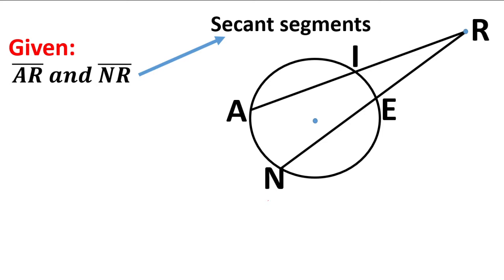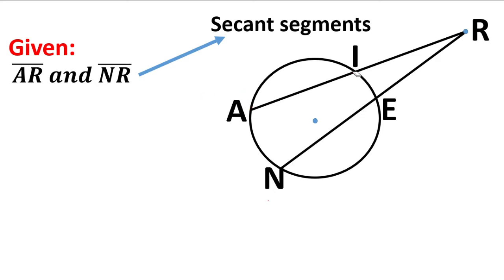Bakit sila tinawag na secant segment? Number one, segment lang sila kasi walang arrow na nakalagay sa figure natin. So they are just segments. Next, paano sila naging secant? Kasi nga, they touch or they intersect the circle at exactly 2 points. Okay? So AR and NR are considered secant segments.